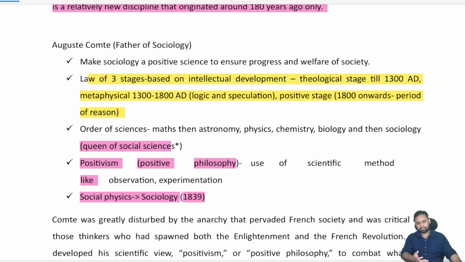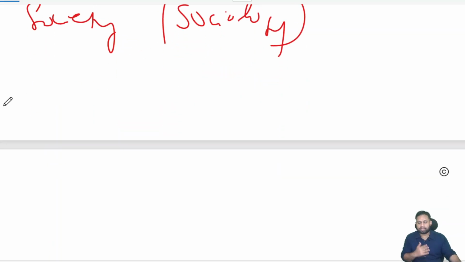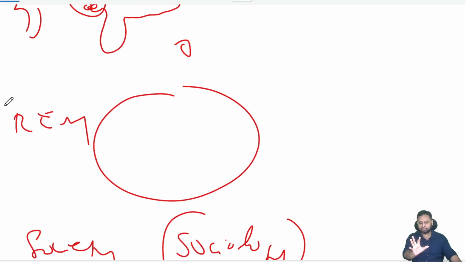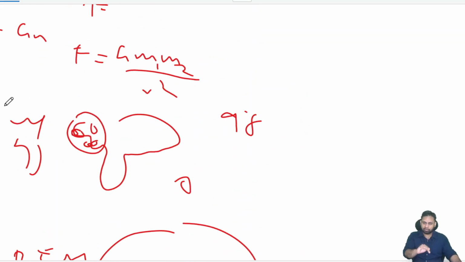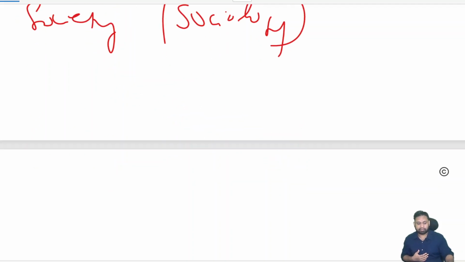That is again connected with the father of the subject, Auguste Comte. He wanted to make it a positive science, which we'll discuss in detail in the following lectures. Positive science means laws which can be applied everywhere. He was impressed by what happened in science: scientists give congruent equations and principles, whereas philosophers and people from social science have their own opinions, and there are differences. So he was impressed by the development of science.